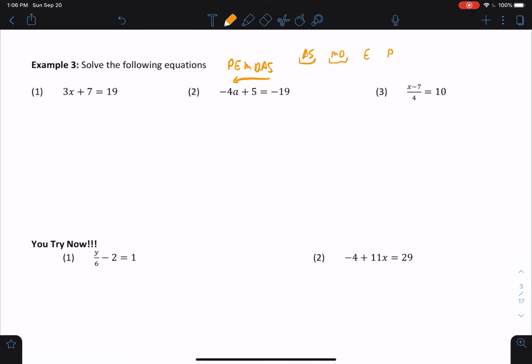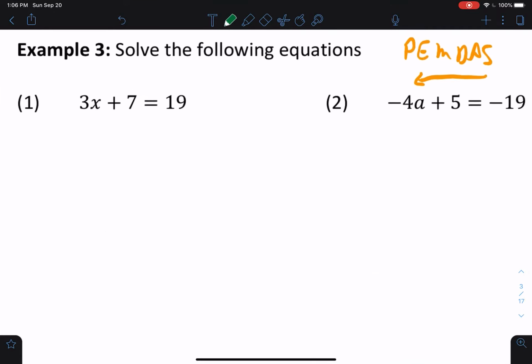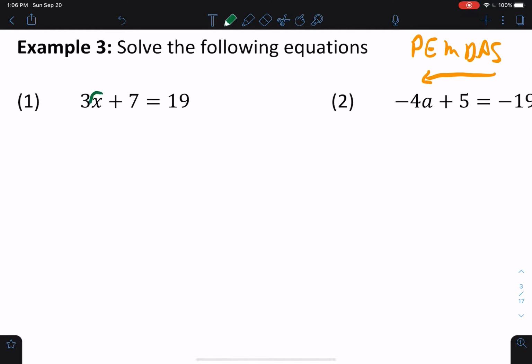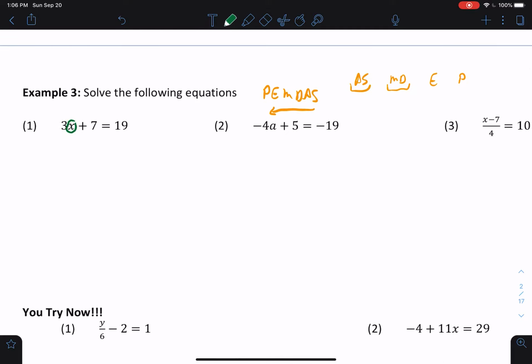We got 3x plus 7 equals 19. So we are trying to get, and I'm going to zoom in here, this x by itself. So what's happening to x? It's being multiplied by 3, and then it's being added to 7. So we need to work out in. We need to work what is happening the furthest away from that x. What's the last thing that's happening to x? Well, the last thing that's happening to x is that 7 being added to 3x.